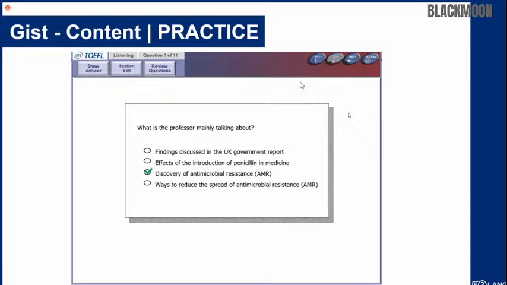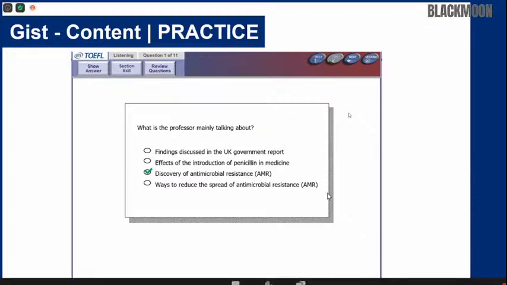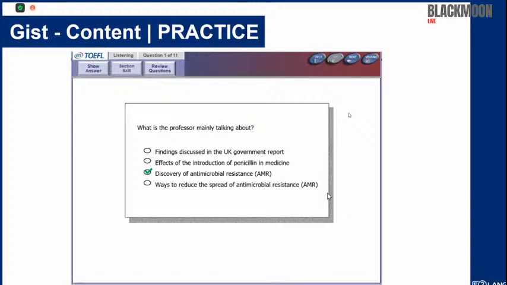But that was something that she refers to in passing, and she's like, we need to spend more, or we need to invest more in research so that we can find ways to reduce the spread of AMR. But that was not what the entire lecture was about.